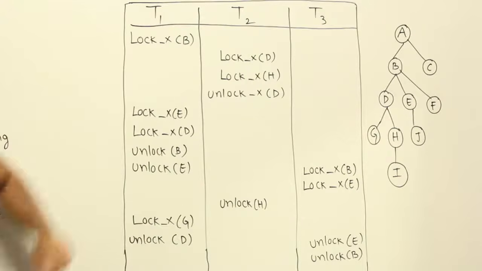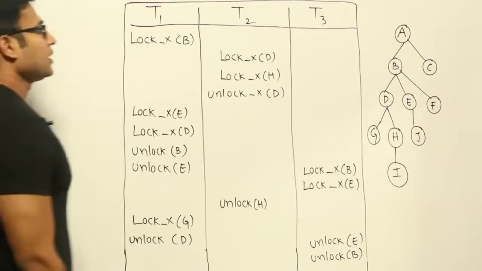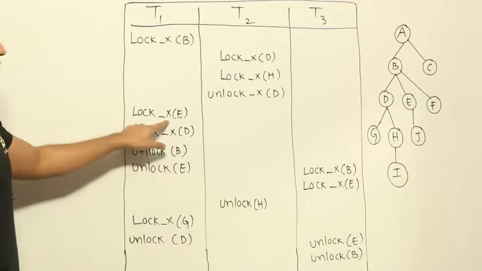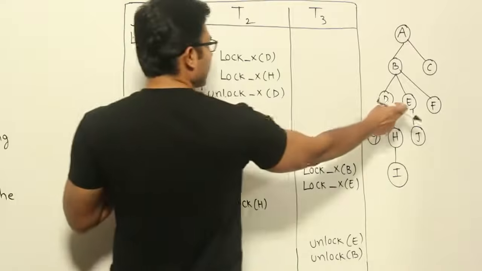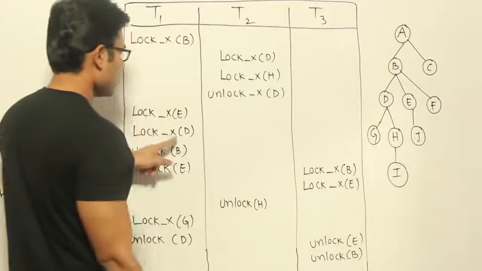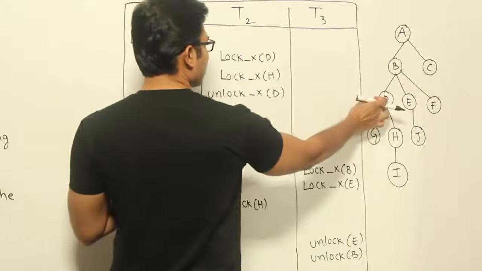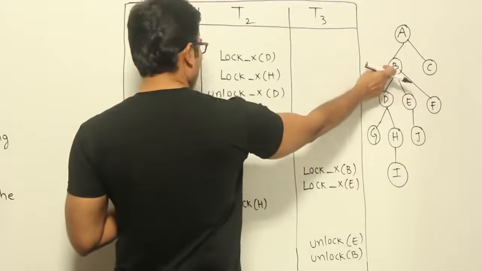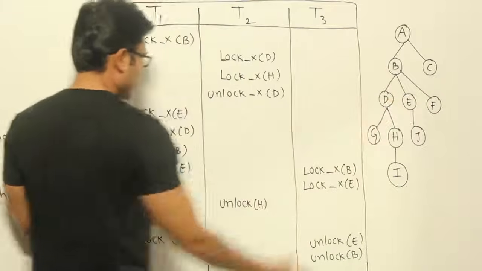Now initially T1 is asking for lock on B. Yes, lock on B is allowed, and then after B it is asking for E. Yes, you can get E because its parent is already locked, and after that it is asking for D. Yes, you can get D because its parent is already locked. Now it is unlocking B. Yes, you can unlock B.